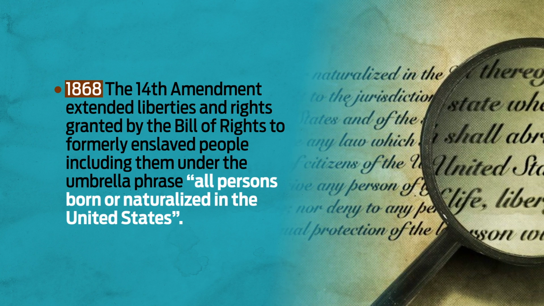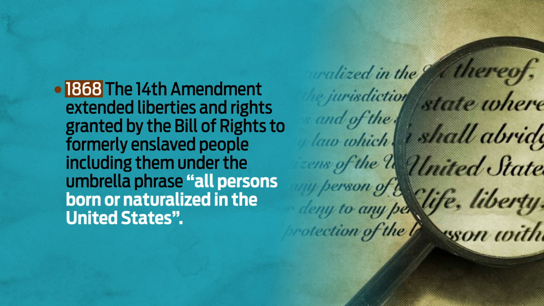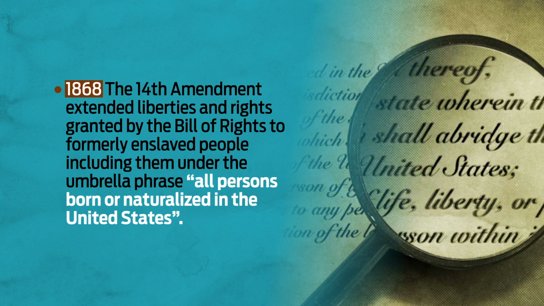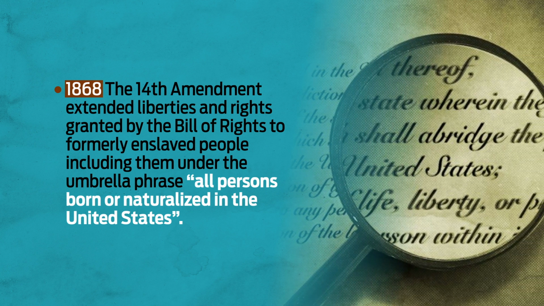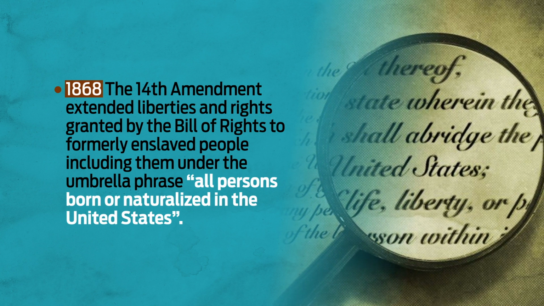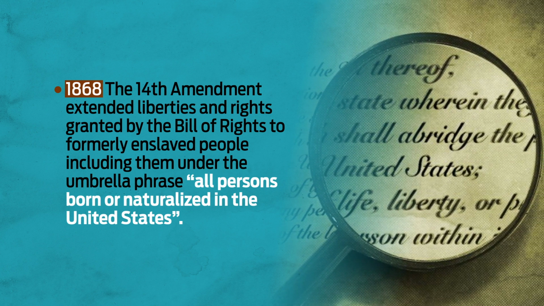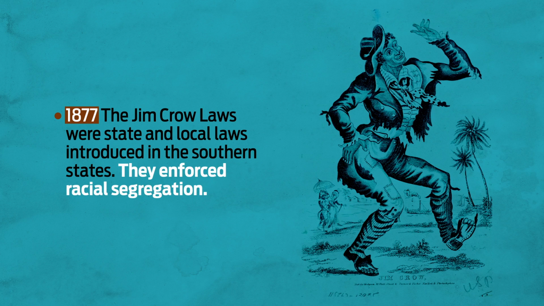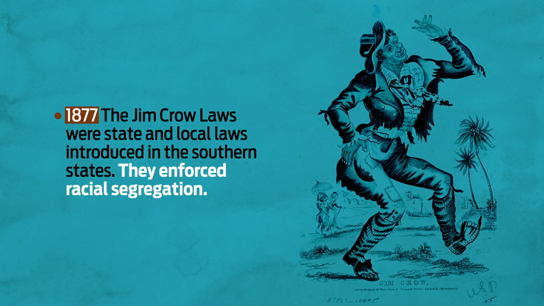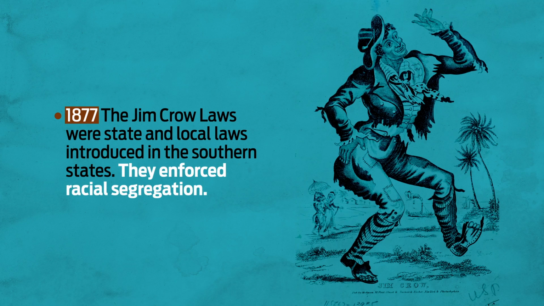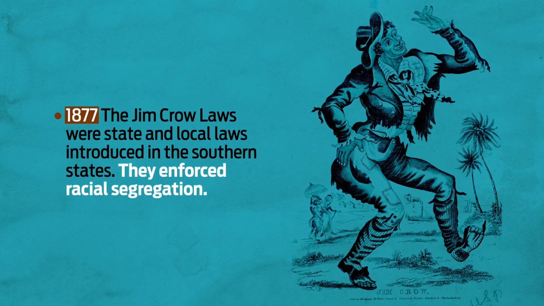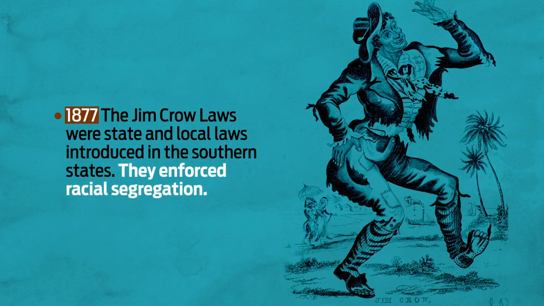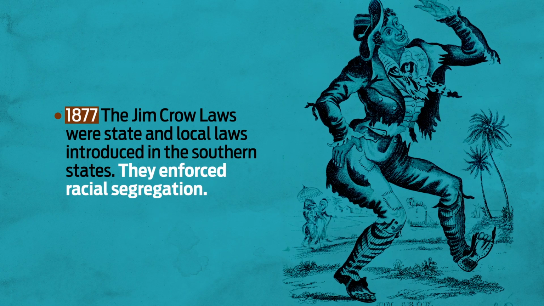It thus guarantees that all persons born or naturalized in the United States, and subject to the jurisdiction thereof, are citizens of the United States and of the state wherein they reside. Not everyone in the USA agreed on these civil rights, and in 1877, Jim Crow laws began. The Jim Crow laws were state and local laws introduced in the southern United States. They enforced racial segregation. Jim Crow was a pejorative term for an African American.